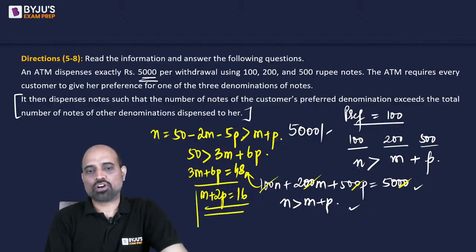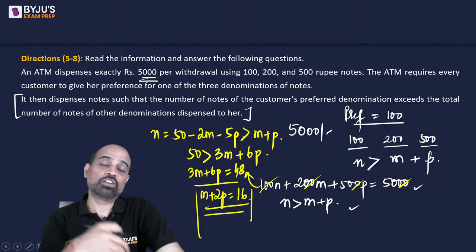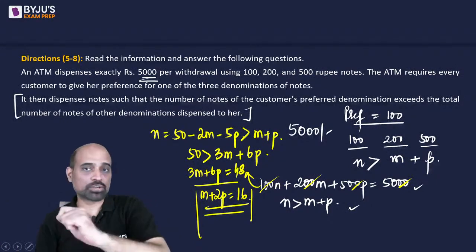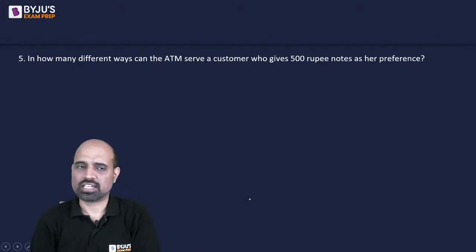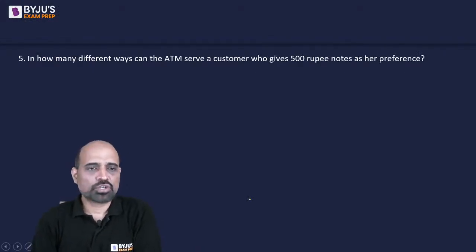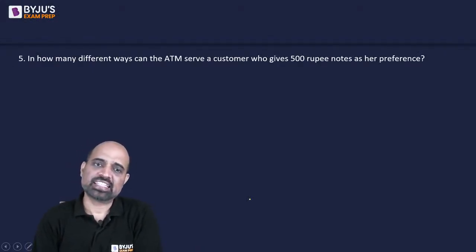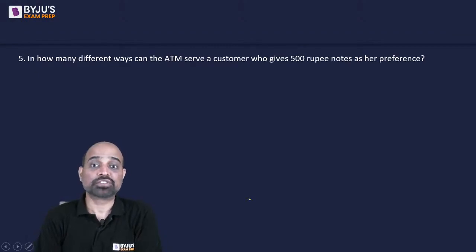So we can have a lot of cases, as in what value m is going to be and what value p is going to be. So we can use equations and inequality as well, right? Okay, let's look at the questions and let's decide. First question is, in how many different ways can the ATM serve a customer who gives 500 rupee notes as her preference?